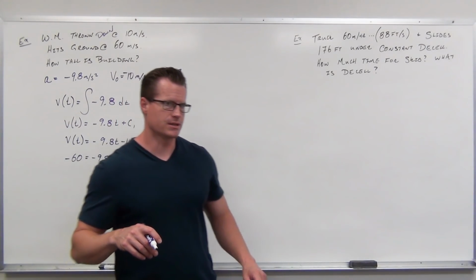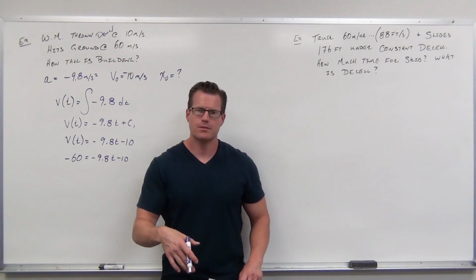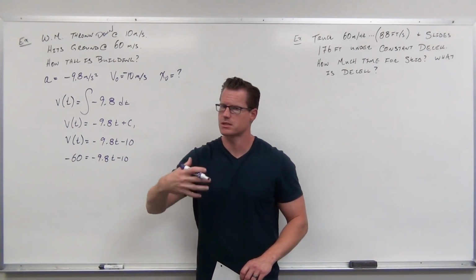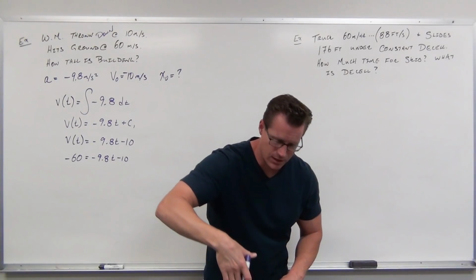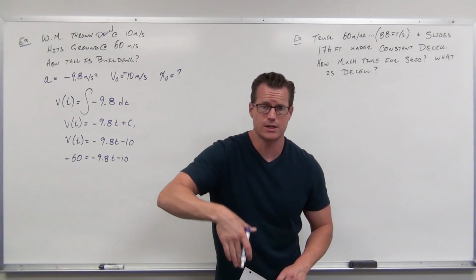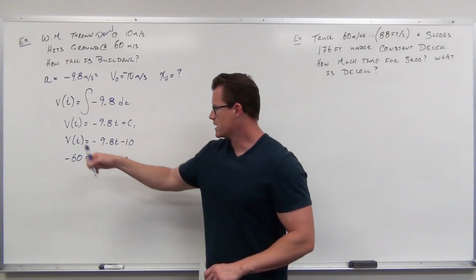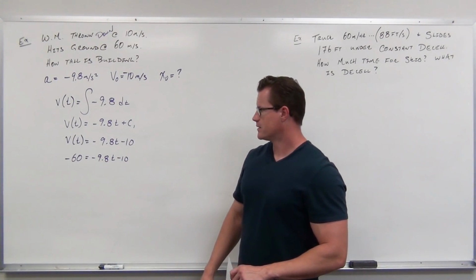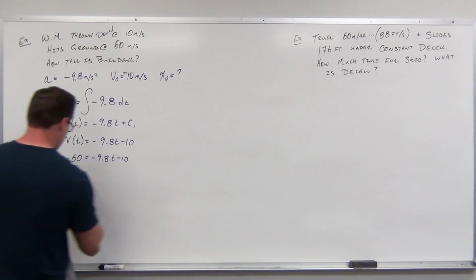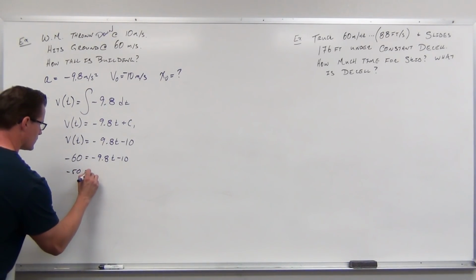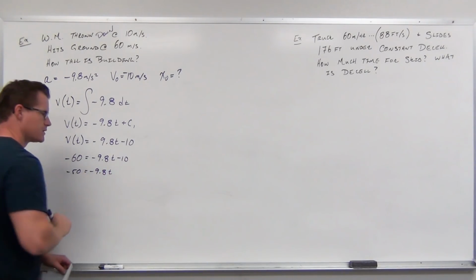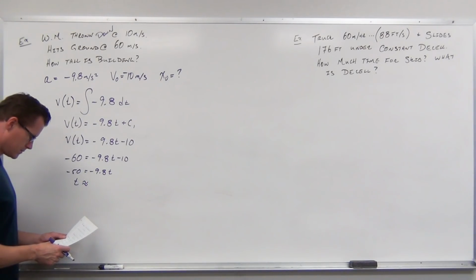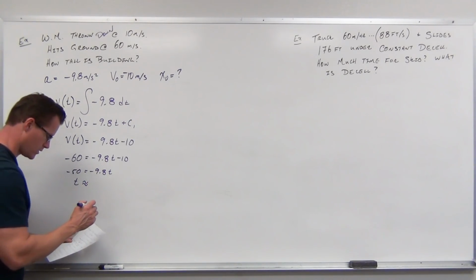Since our velocity is downward, you need to make sure that this 60 meters per second when it's hitting the ground is not positive. It's not bouncing up. The velocity is making our position go downward. It's a negative velocity. So negative 60 equals negative 9.8 t minus 10. Let's go ahead, let's add 10. Divide by negative 9.8. I get 5.1.